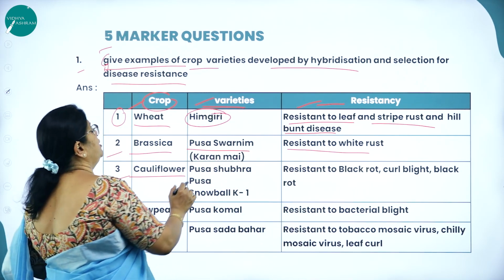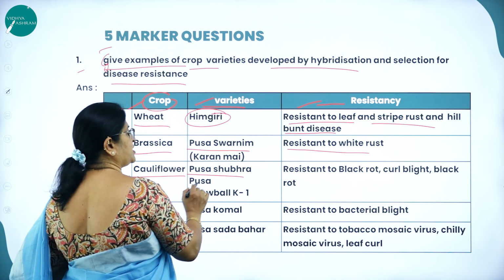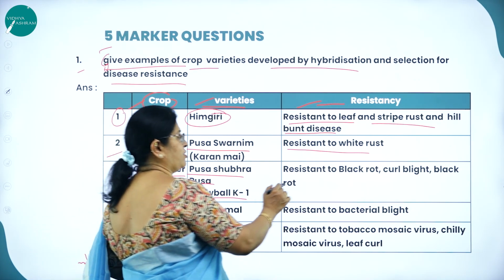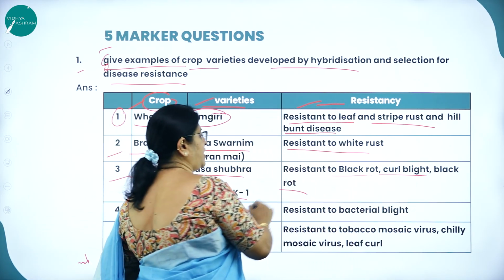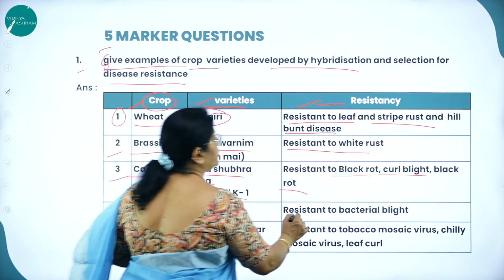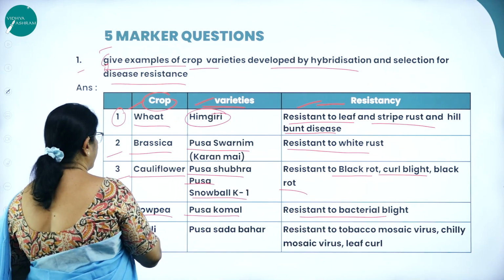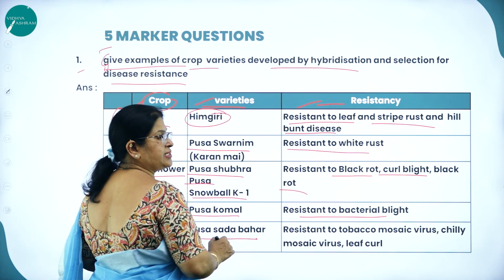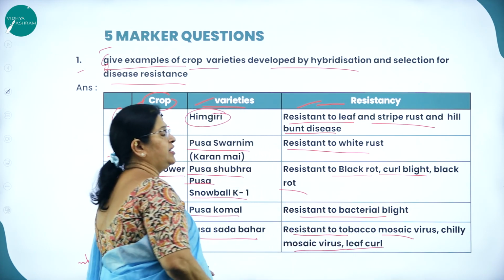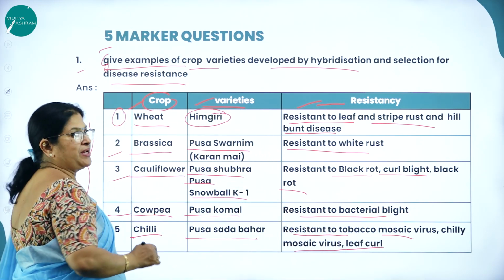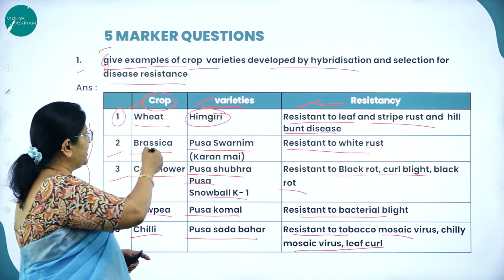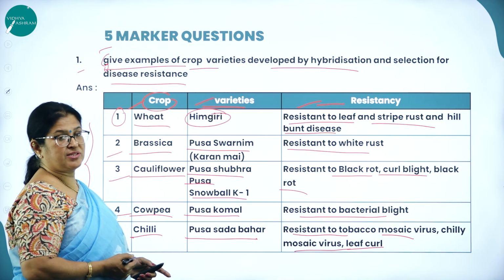Third one, cauliflower: Pusa Shubra and Snowball K1, resistant to black rot disease and curl blight disease. Then cowpea, that is Pusa Komal, resistant to bacterial blight disease. Chili, Pusa Sadabahar, resistant to tobacco mosaic virus, chili mosaic virus and leaf curl virus. So, this is very important. For the 5-marker question, they might ask split questions. In those, you may get the crop, the varieties and what they are resistant to.